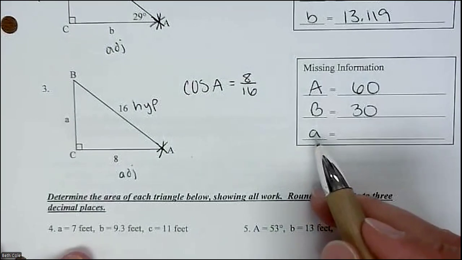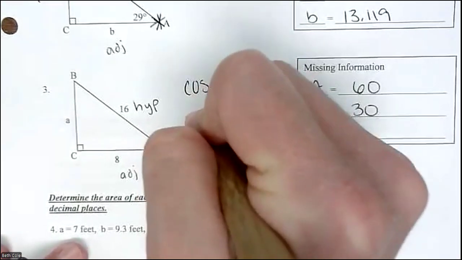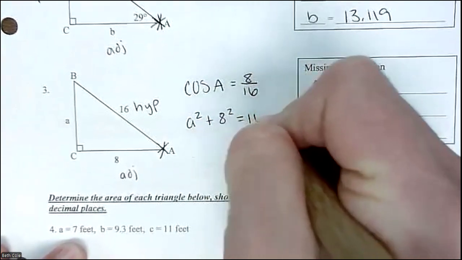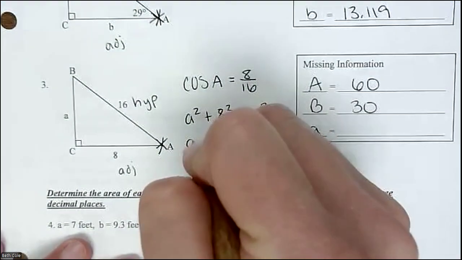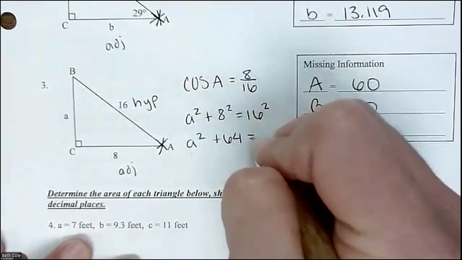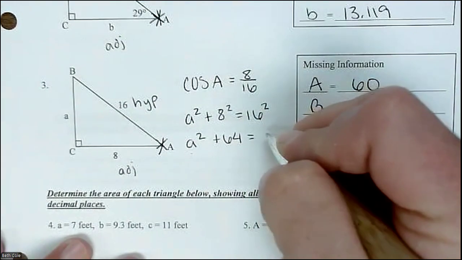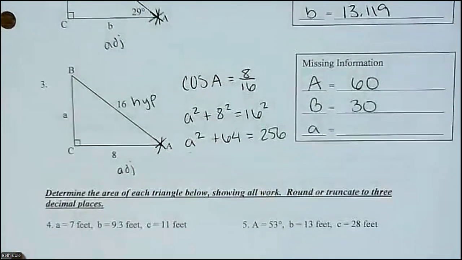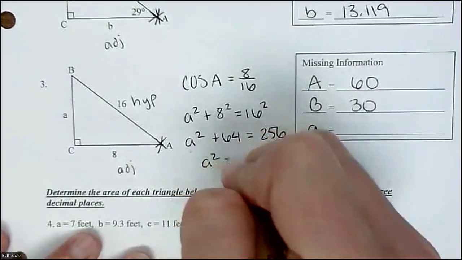Now there's a lot of ways you could find a side. I would just do the Pythagorean theorem. That's what I would do. A squared plus 8 squared equals 16 squared. But once you have all the angles, you could do another sine, cosine, or tangent if you want. What is 16 squared? Is it 256? Well, I'll just say sure. I want to make sure I'm right. Yeah, 256. All right, minus the 64 is 192.